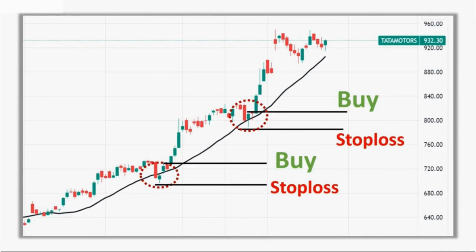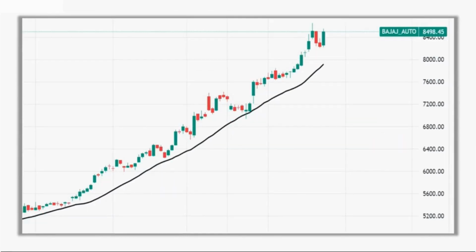And now I say that this strategy is used for swing trading, but you can even convert these trades into positional, where you're holding the stock for longer duration and gaining more profit in the market. Now let us look at another example.